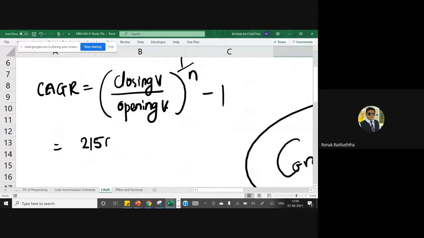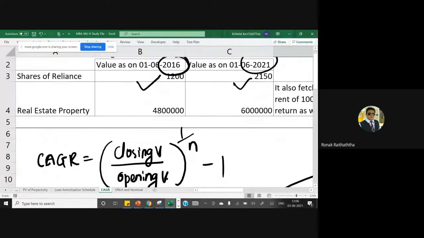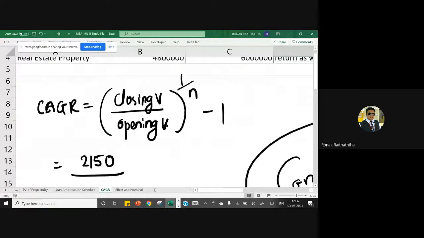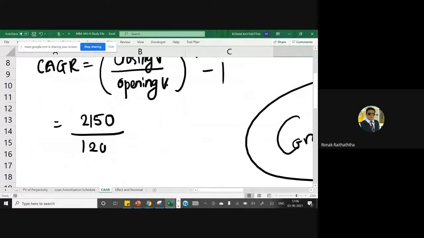Some people will say, sir, it is not 2150, the exact amount is different. My friend, I know. The share market is fluctuating at every moment. We are just taking approximate figures. Approximate figure for 2016, say 1200, raised to 1 divided by n.